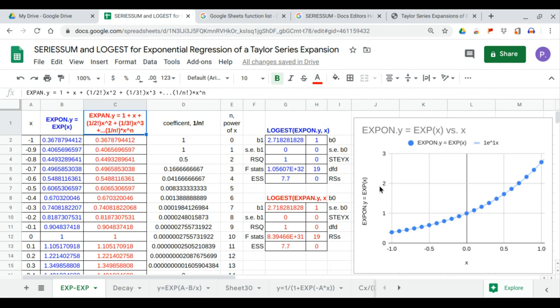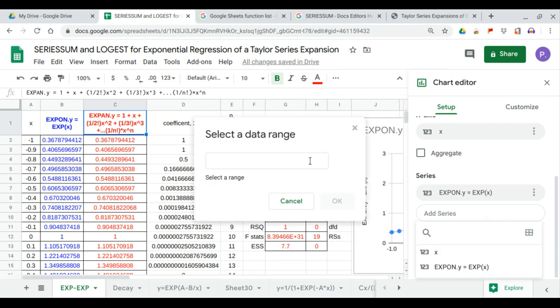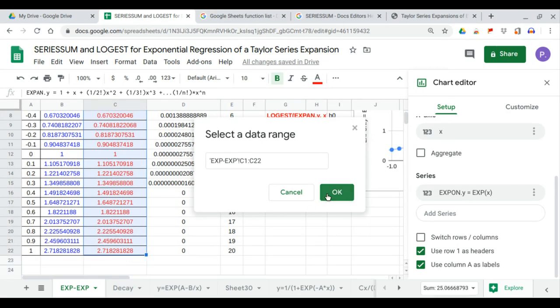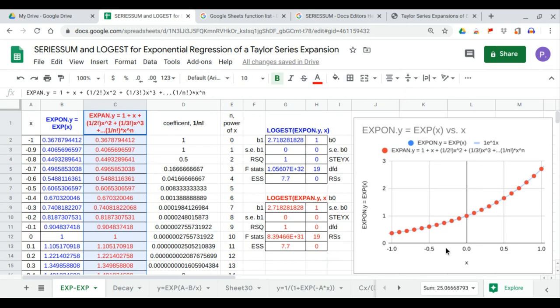We can also enter this data set into the chart. So we edit the chart, add series, and this range. Now the blue datasets are covered by the red datasets.